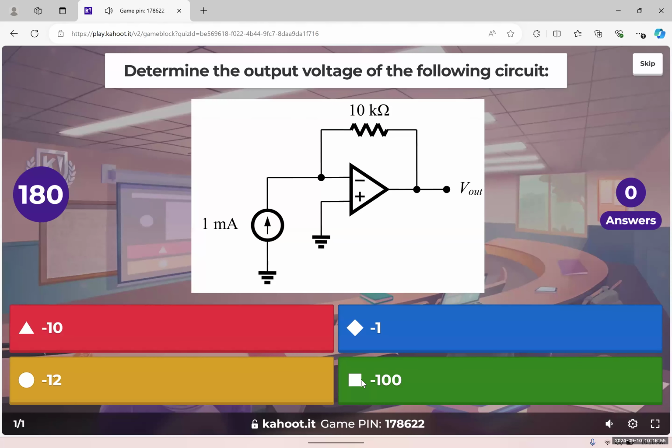We want to determine the output voltage of the following circuit. You have 3 minutes. Again, remember the two principles that we had. Number one, the input current inside the op amp is always equal to 0. And number two, the inverting input and the non-inverting input are always equal.